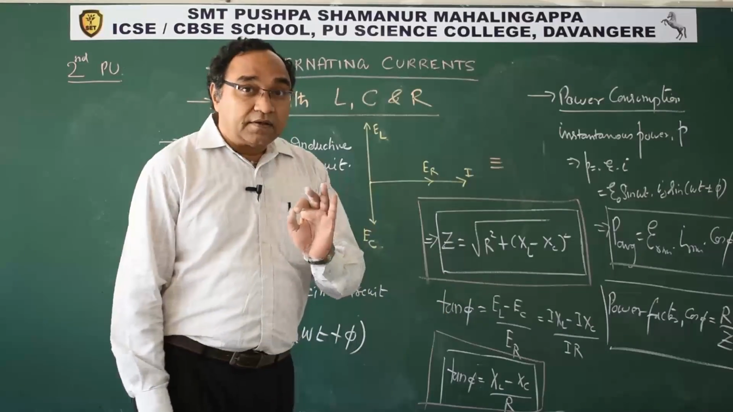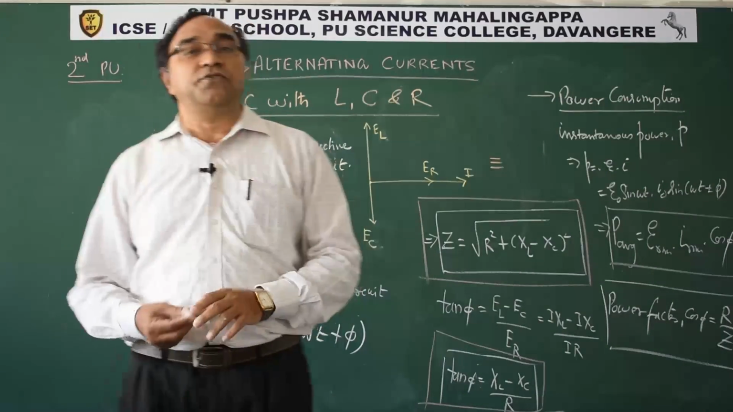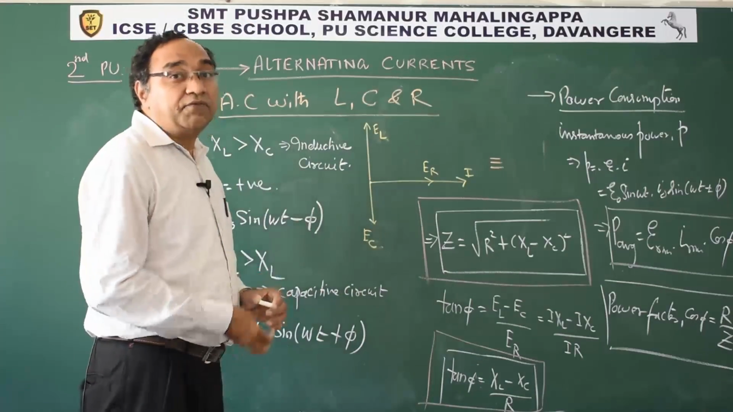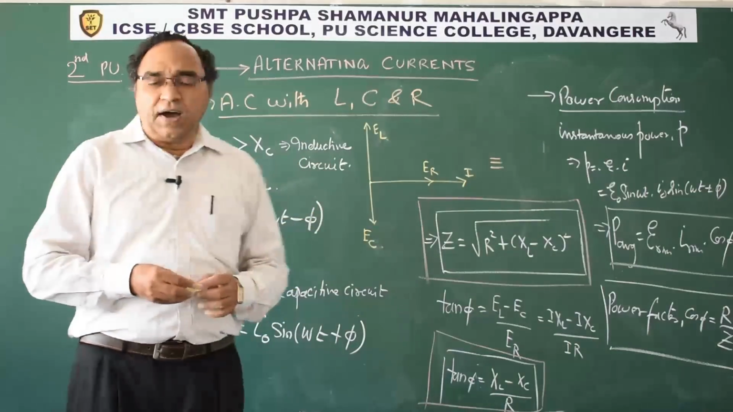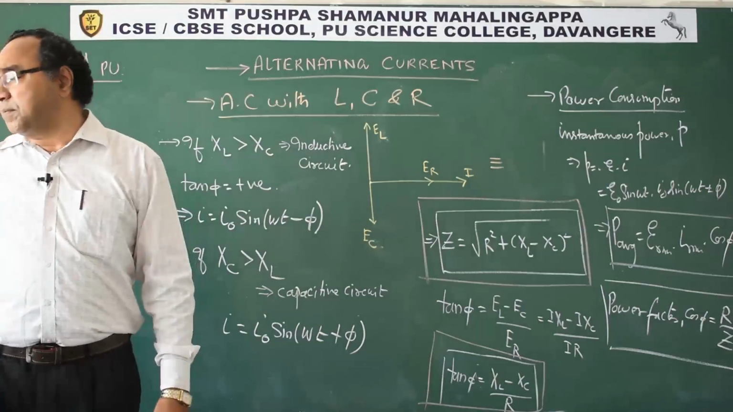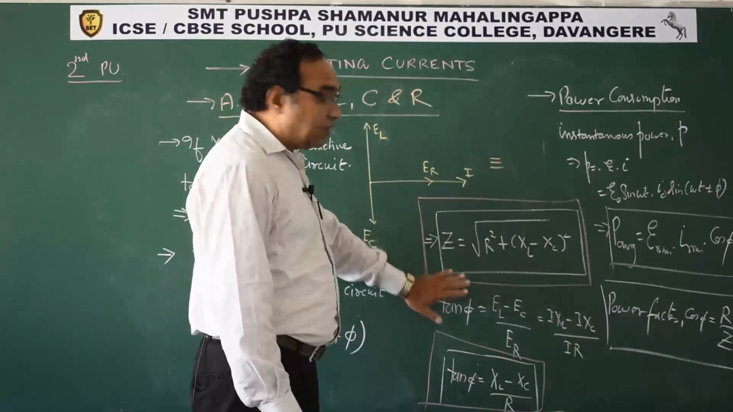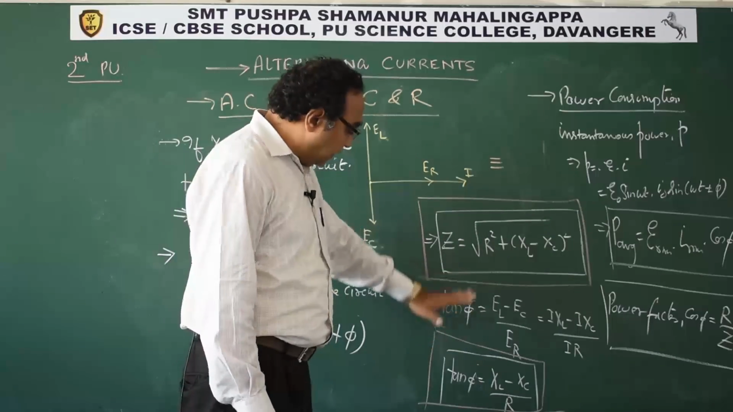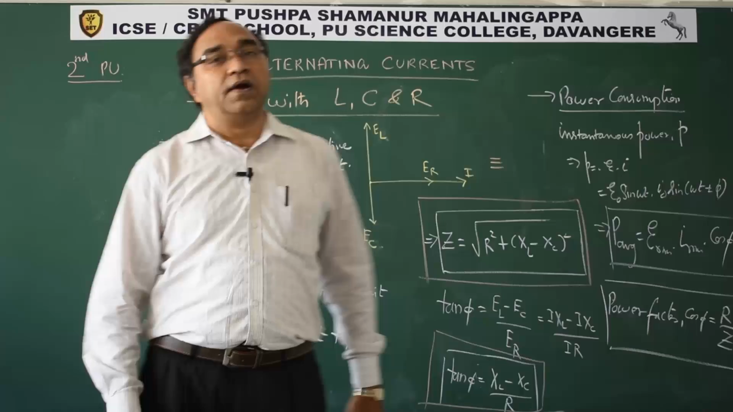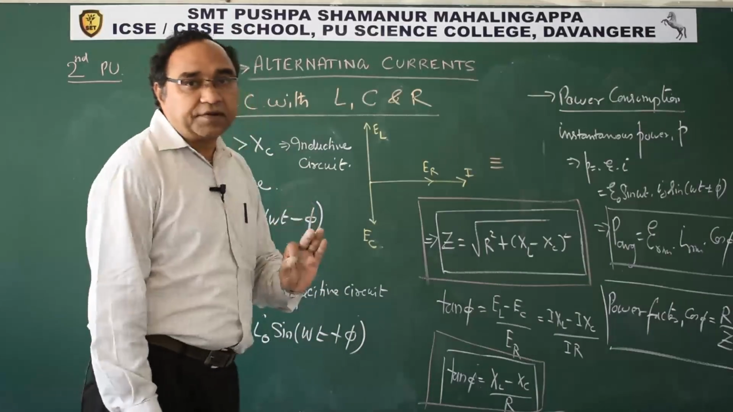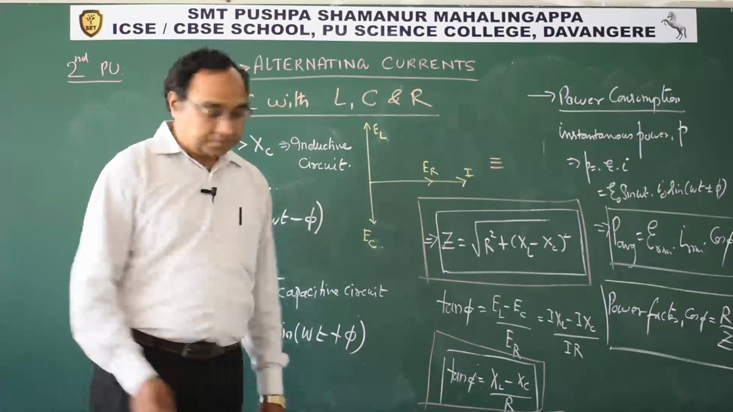That is why, when you are doing these derivations, please write the equations' derivation once. It is very essential. If you think you can get it just by reading, you are a little bit optimistic in that case. So these equations, Z, tan phi and average power, only these three equations are required for solving any numerical from LCR circuits. Got it?